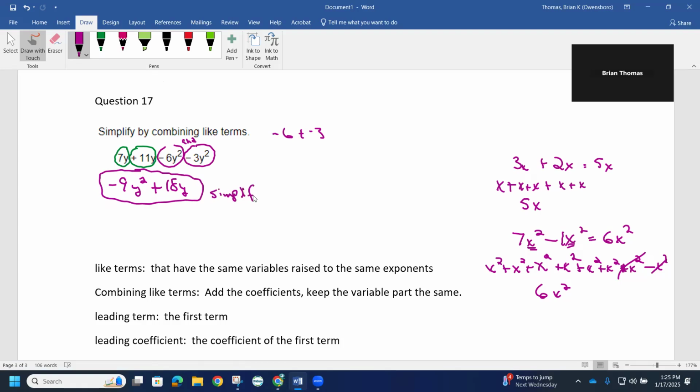You cannot put those together because they're unlike terms, because this y has a power of 2 and this y has a power of 1. So those are unlike terms, and you cannot combine unlike terms. You can only combine like terms.